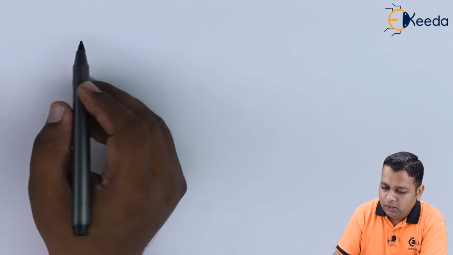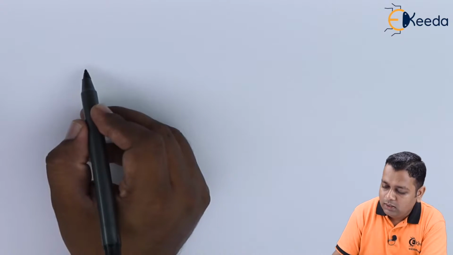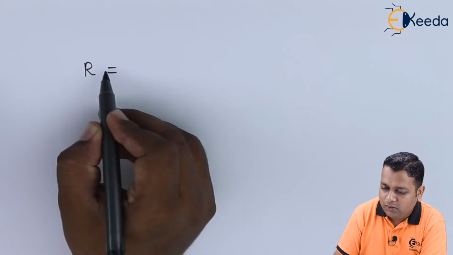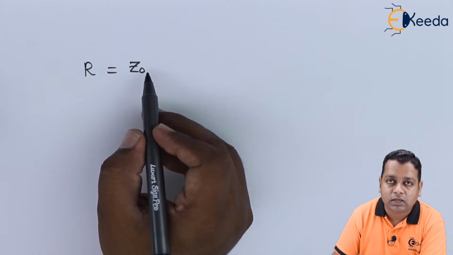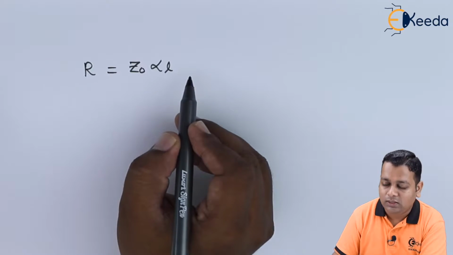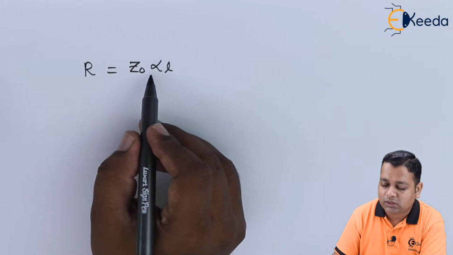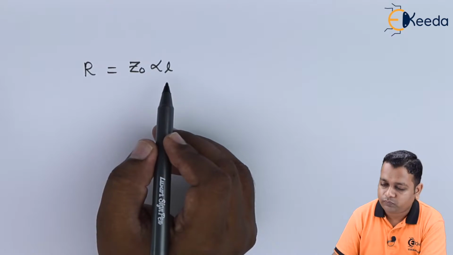So, very first of all, the identification for the resistance part can be given as capital R in the form of characteristic impedance Z0 multiplied by alpha into L here. So alpha is the attenuation, this is the characteristic impedance, and this is the line length here.